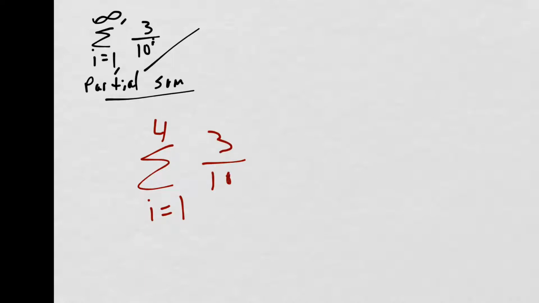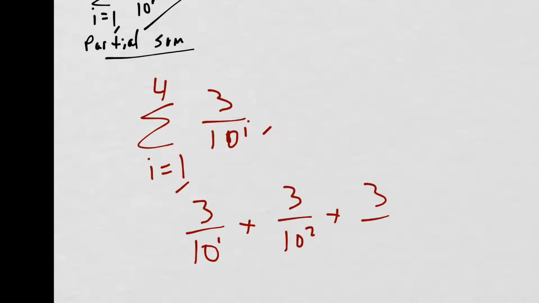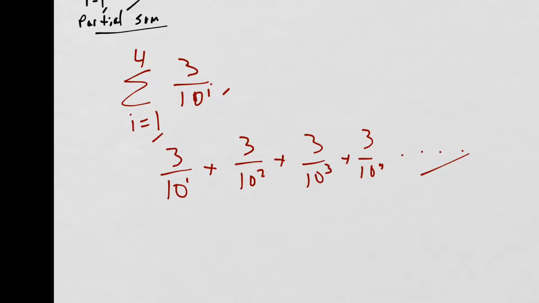So let's try that. Well, the first term, I'd put a 1 in, so this would be 3 over 10 to the first. Plus, put a 2 in, 3 over 10 squared. Put a 3 in, right? Putting it in for i, putting this number as it goes up. So 3 over 10 to the third. Lastly, 3 over 10 to the fourth. Okay, and we know this would go off to infinity. I don't want to worry about those going off to infinity yet. I want to see if I can see a pattern here.